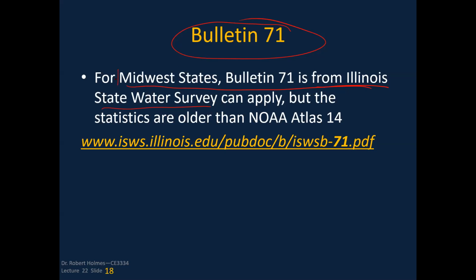You may be asked, in terms of a stormwater ordinance, to actually use Bulletin 71 to pick your rain values instead of NOAA 14. I don't think that's going to happen too often, but you might be. One thing I'm going to be talking about is Huff's distribution of rainfall to get a time series. That's contained in this Bulletin 71 as well.